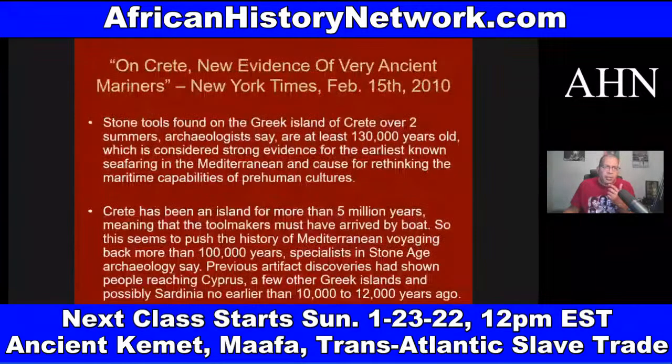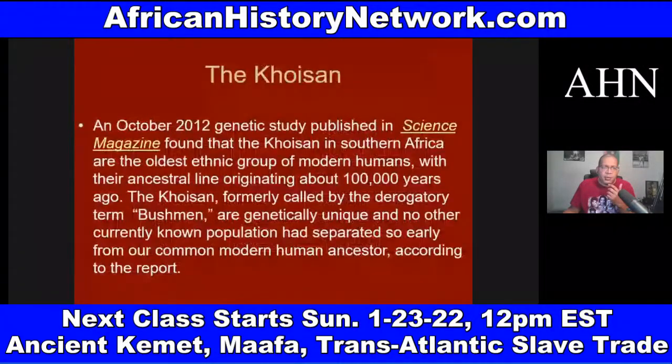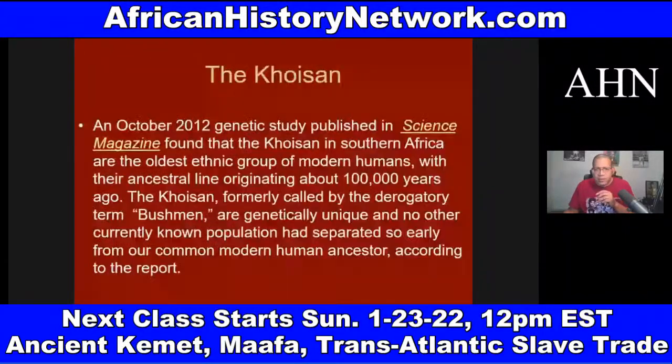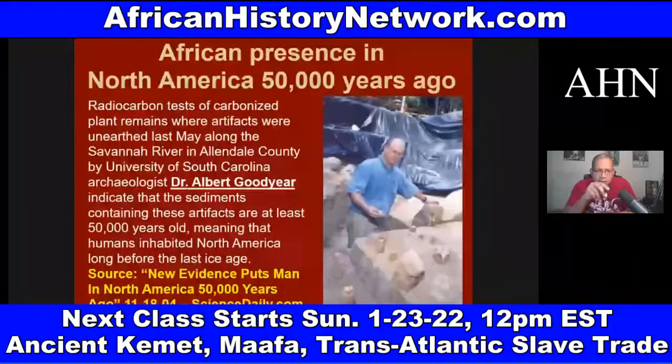Now, some of the other discoveries we look at, of course, we look at African civilizations. We talk about the Khoisan, who Dr. David Imhotep deals with, and they have the oldest DNA on the planet. The Khoisan were here in this land we call the United States of America at least 51,700 years ago. That was the discovery that Dr. Albert Goodyear made.